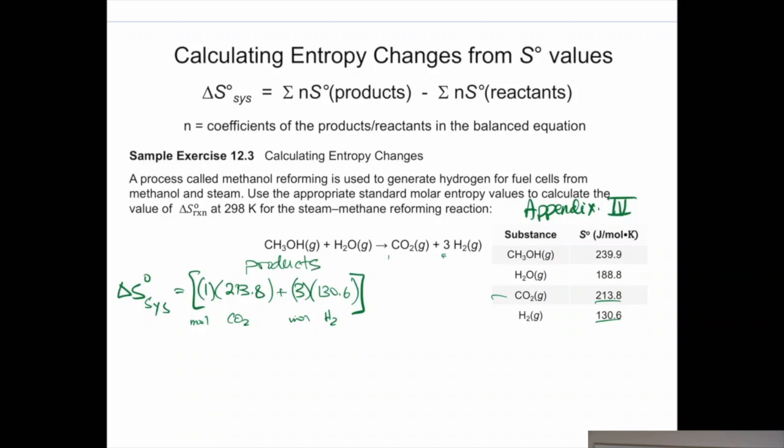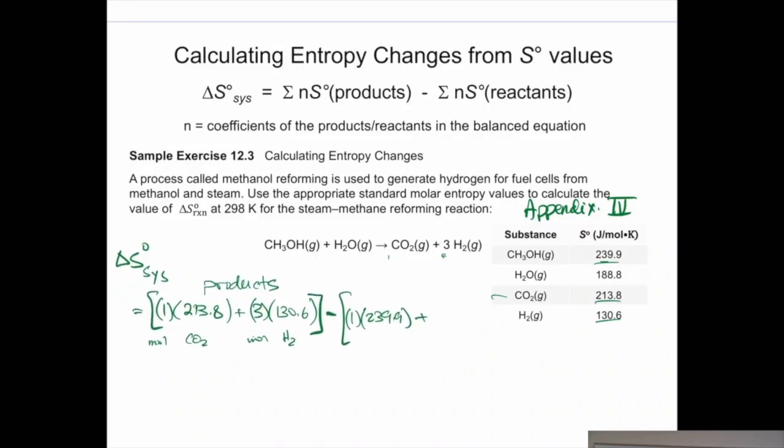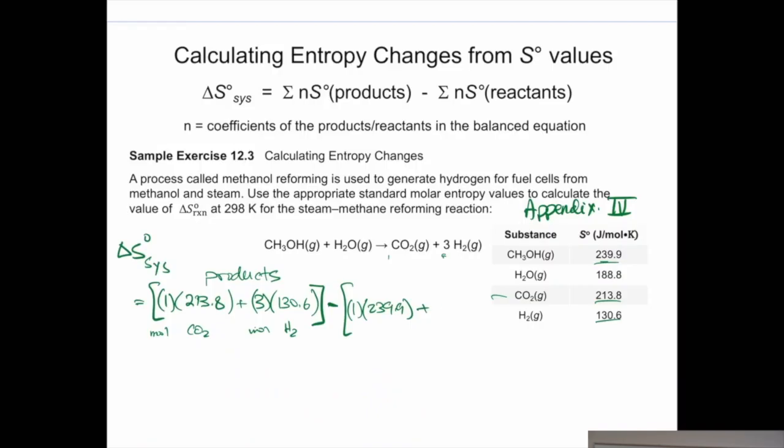And we now subtract from that the same thing from the reactant side. So we have 1 mole of methanol, that's CH3OH, and each mole has an entropy of 239.9, plus 1 mole of the standard molar entropy of water. So that's 188.8. And that's your answer.